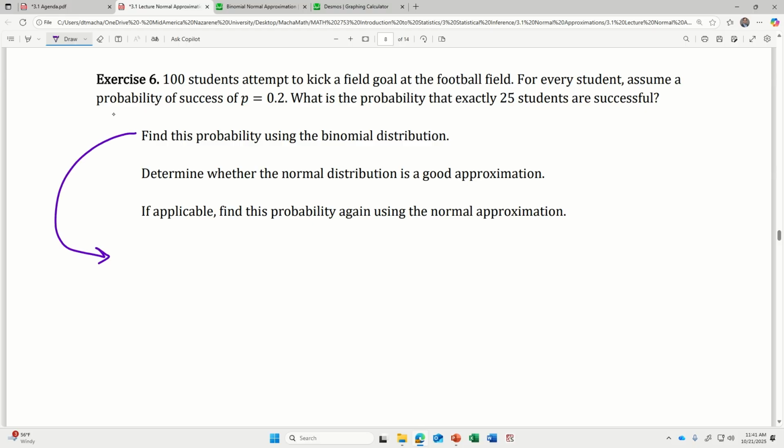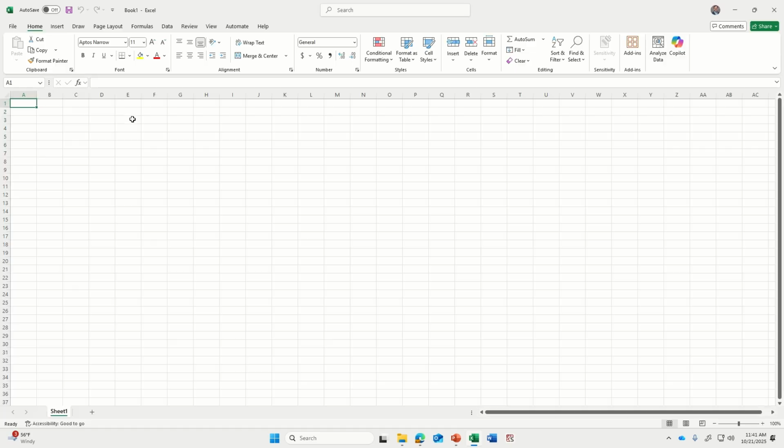So we can try to find this probability using the binomial distribution. The probability that exactly 25 students are successful. I can already tell that doing this with the factorials is going to be a nightmare. I'm going to have like 100 factorial. So forget that. I'm going to cheat.